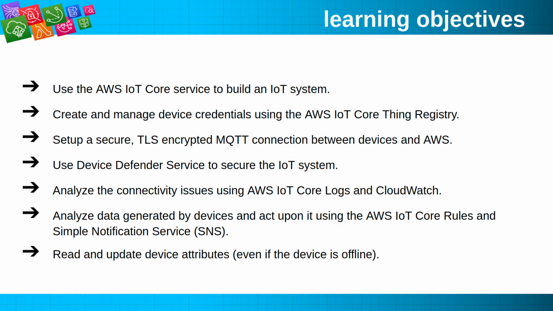Let's review the learning objectives. Use of the AWS IoT Core service to build an IoT system. Create and manage device credentials using the AWS IoT Core Thing registry. Set up a secure TLS encrypted MQTT connection between devices and AWS. Use Device Defender service to secure the IoT system. Analyze the connectivity issues using the AWS IoT Core Logs and CloudWatch. Analyze data generated by devices and act upon it using the AWS IoT Core Rules and Simple Notification service. Read and update device attributes, even if device is offline.